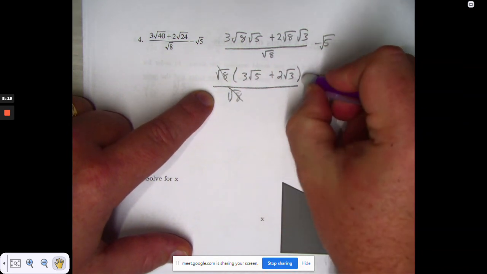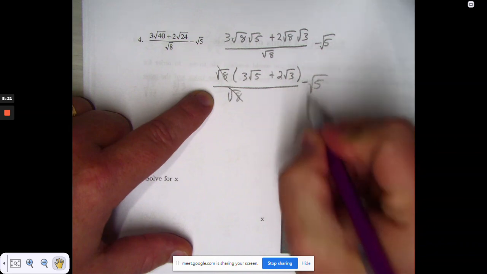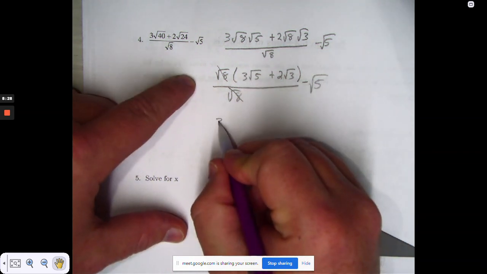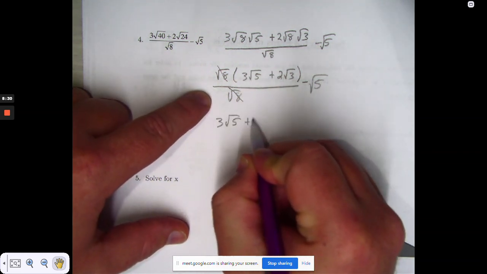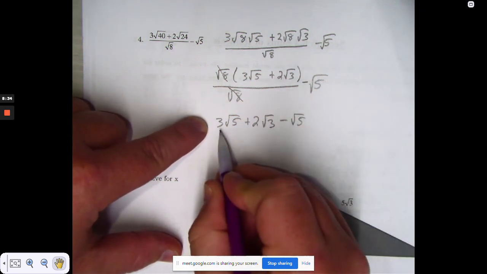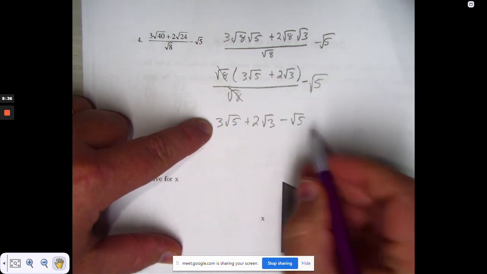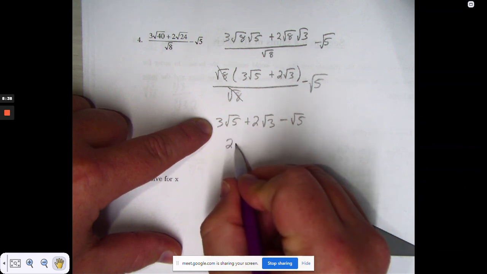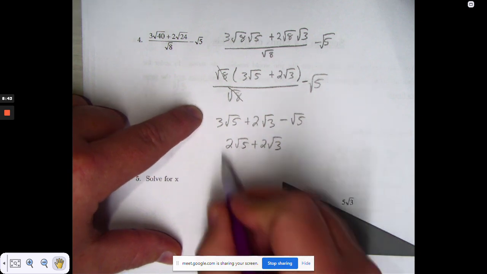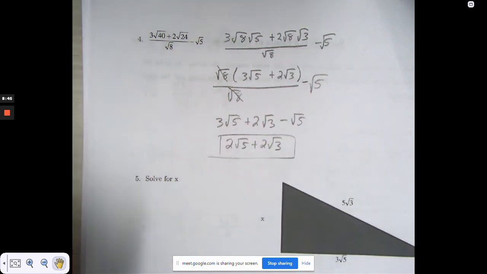And then make sure you're careful when you write out that minus so it doesn't just look like part of your square root. So at this point, I really just have 3 root 5 plus 2 root 3 minus root 5. Well, if I have 3 root 5 and I subtract root 5 from it, that leaves me with 2 root 5 plus 2 root 3. And that's all we got.